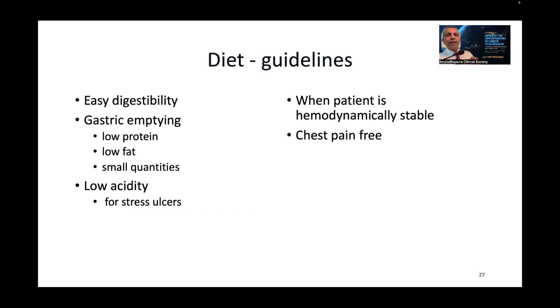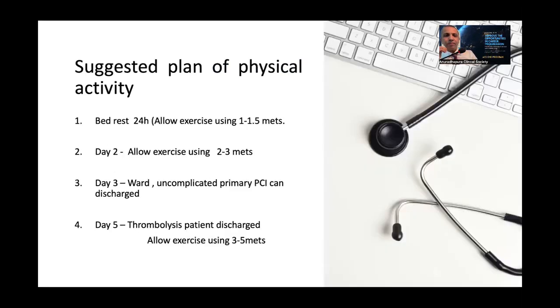So then the diet guideline. I know a lot of people keep patients fasting. You don't have to. Give easily digestible food, low protein, low fat, in small quantities, and low acid because of stress ulcers. When the patient is hemodynamically stable and pain-free, you can start the drug. You don't have to keep the patient fasting. And then this is a general guideline.